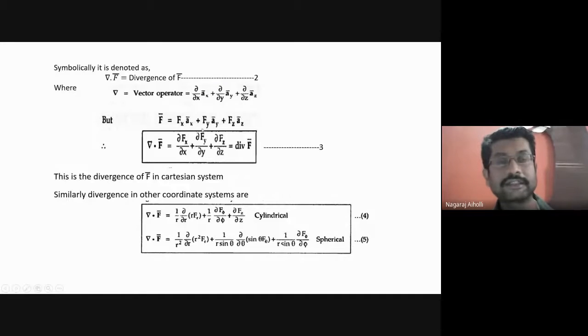I can represent it as the x component in ax bar direction, plus the y component in ay bar direction, plus the z component in az bar direction. Now if I take del dot of f bar, del is this vector operator, it is this formula, then f bar is this. If I dot del with f bar, del dot f bar, then I will get dou by dou x dotted with fx, that is dou fx by dou x.